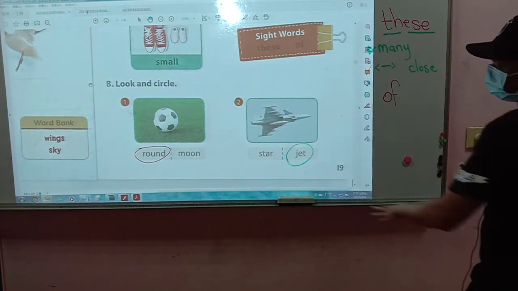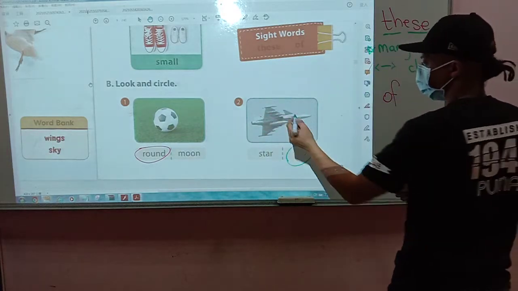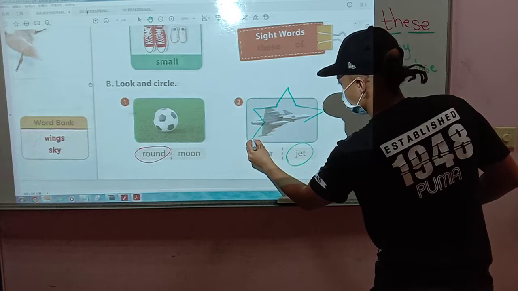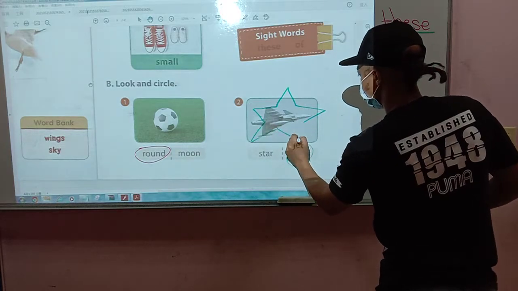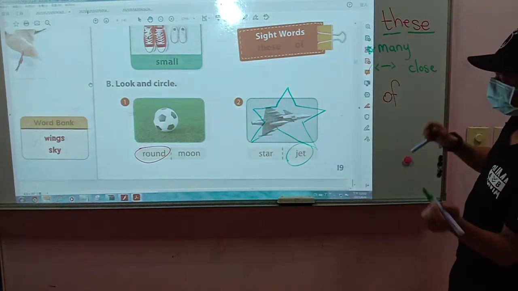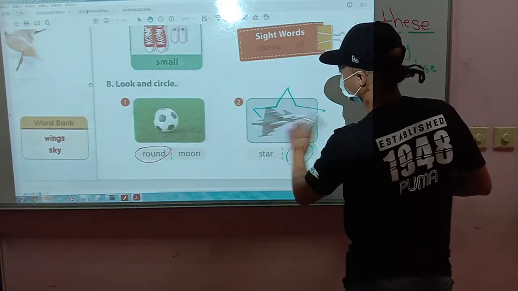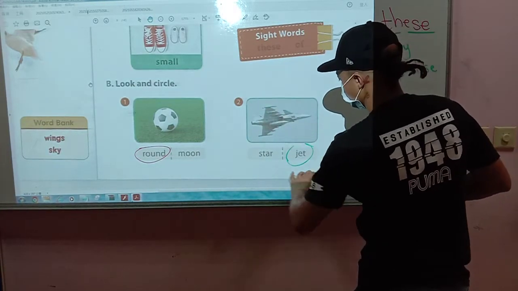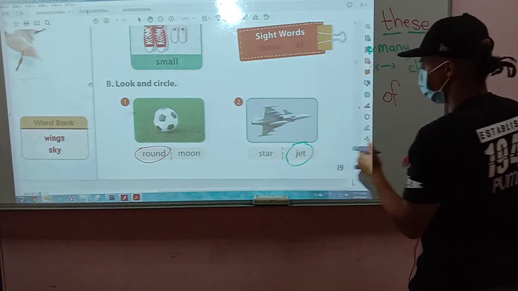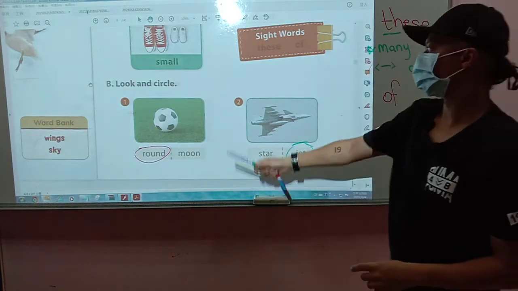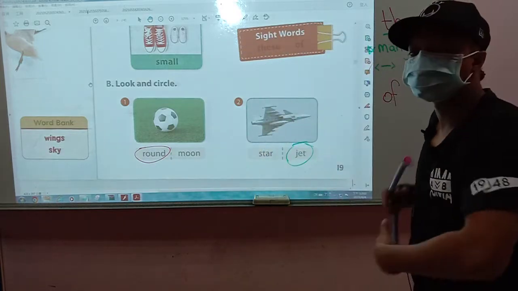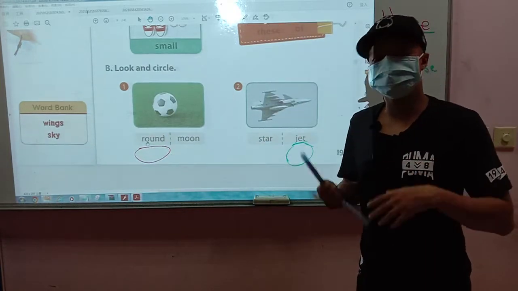Okay, stars do not look like this. Maybe I can make a star like that. Okay, but that's not the point. So yeah, it is a jet. Okay, so I hope you guys got this one right, boys and girls. And then now we will practice reading.